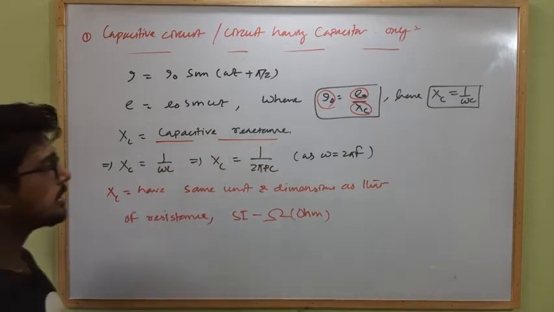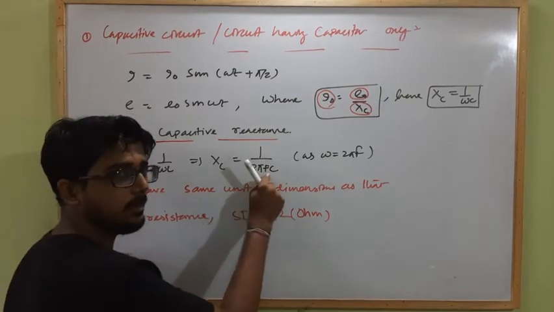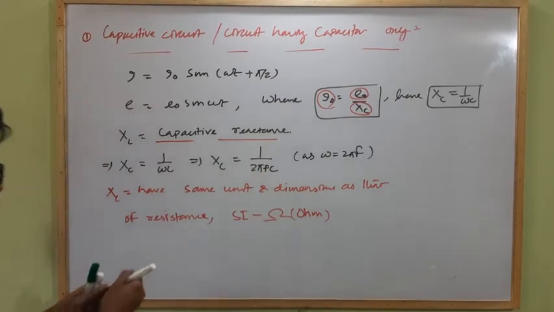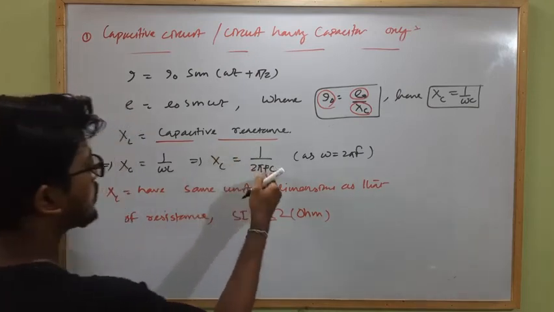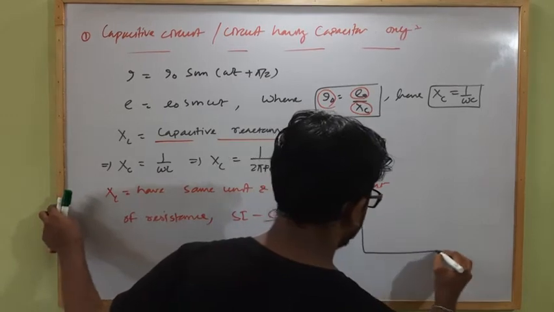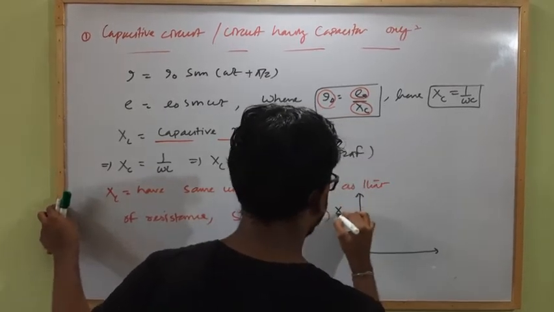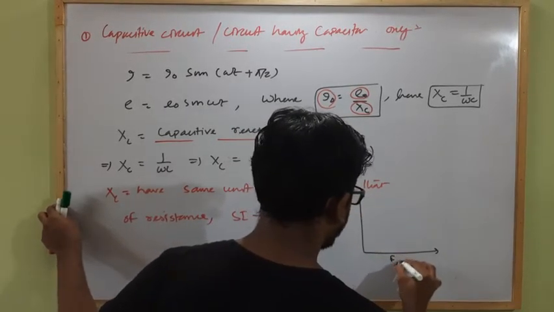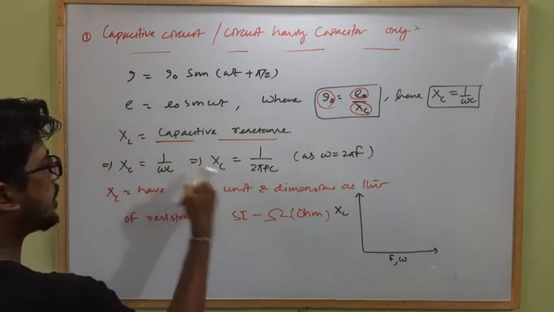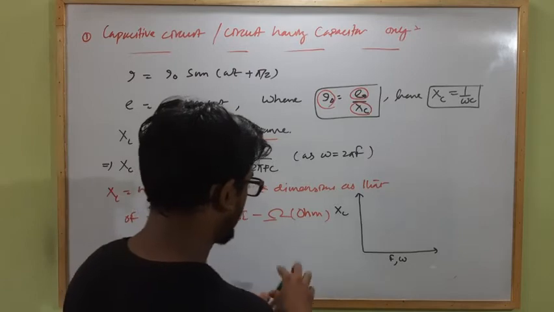So in AC it has some frequency, but in DC there is no frequency. So you have to remember what is the graph for Xc with respect to frequency or omega. If I am plotting the graph of Xc with respect to frequency or omega, it is inversely proportional, 1 by omega c, inversely proportional. So the graph will be like this.